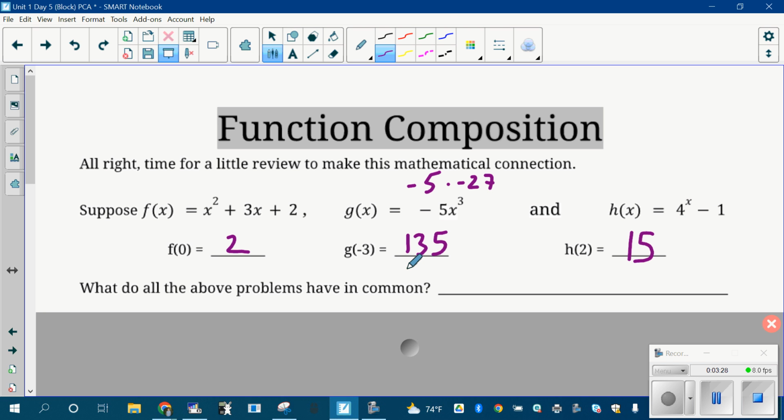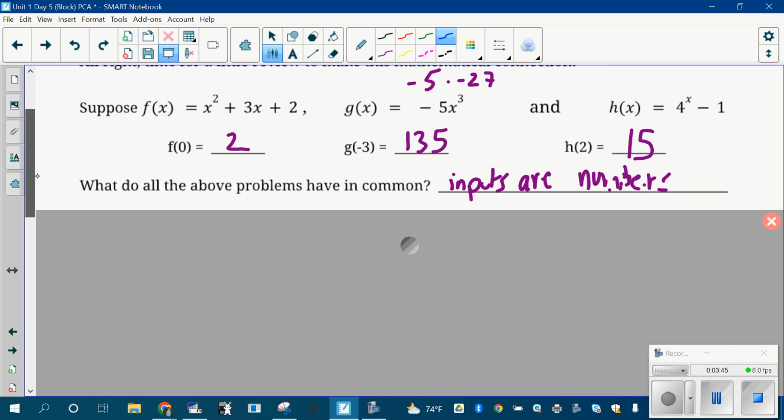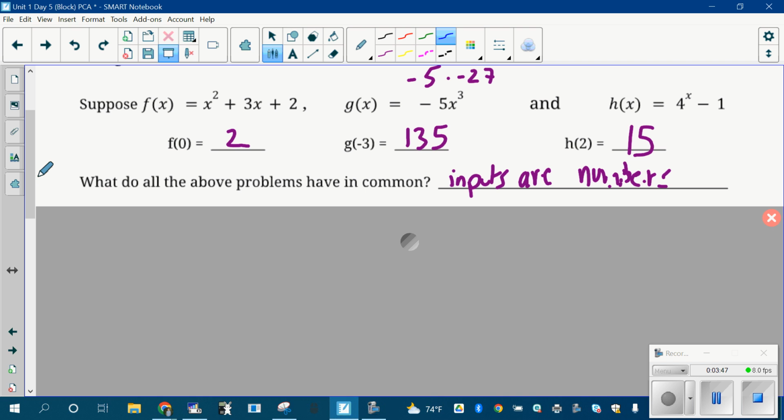Plug in ones. What all of these have in common is that the inputs are numbers. I know what you're thinking. You're like, what else would the input be besides a number? We'll see in a second. But all of these have in common that the thing you're sticking into the function is a number. And when you stick in a number, the thing you get out is a number. The output is a number.